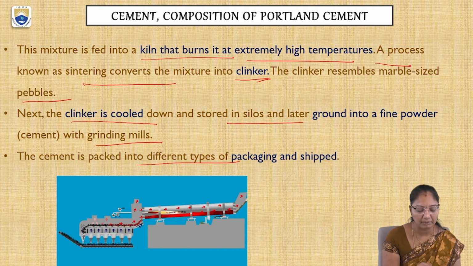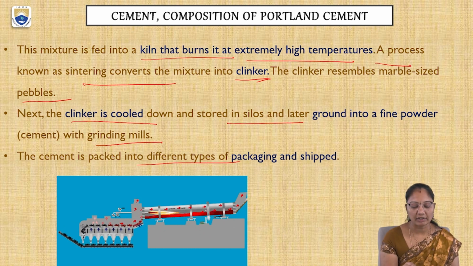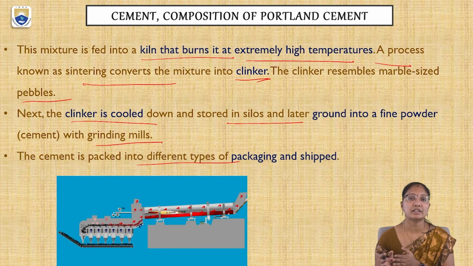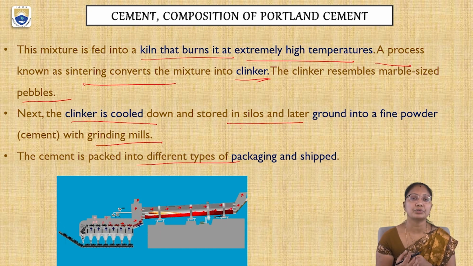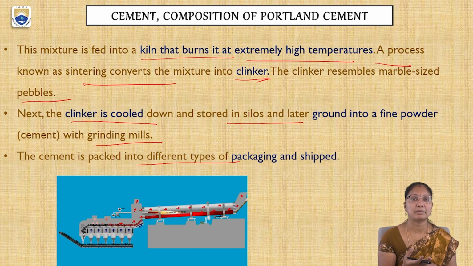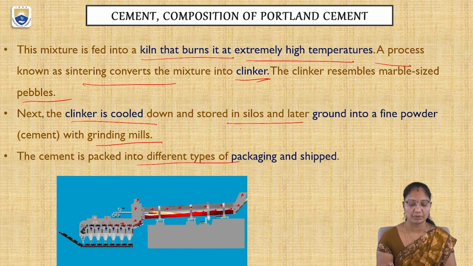Here, by conveyor belts, the limestone granules enter in. Then they are ground to the required fine size and introduced into the kiln. The kiln at high temperature converts this mixture into pebble-like marbles called clinkers. After heating, they are cooled in the clinker coolers, stored in silos, and then ground into very fine cement, which is what we see in normal building construction. The cement is packed in different types of packaging and shipped.